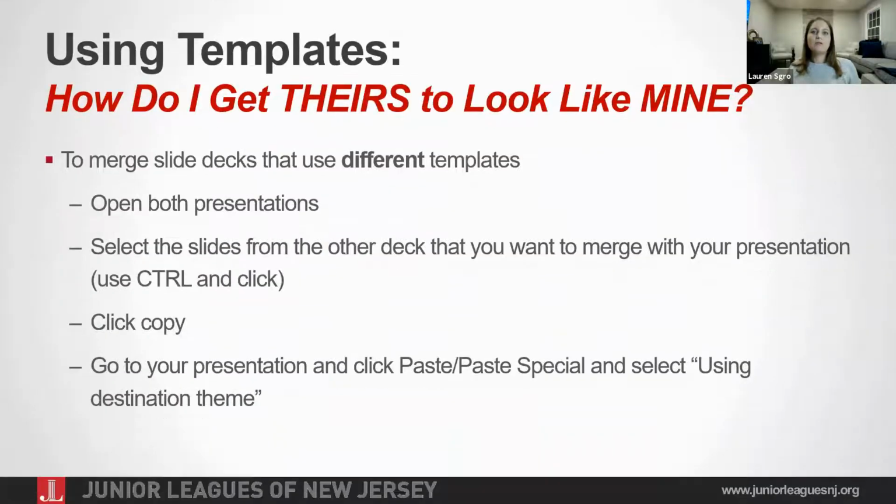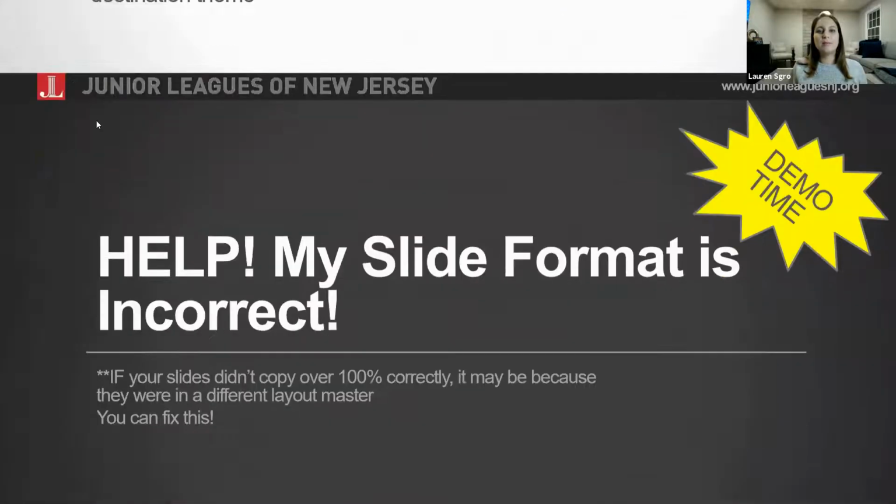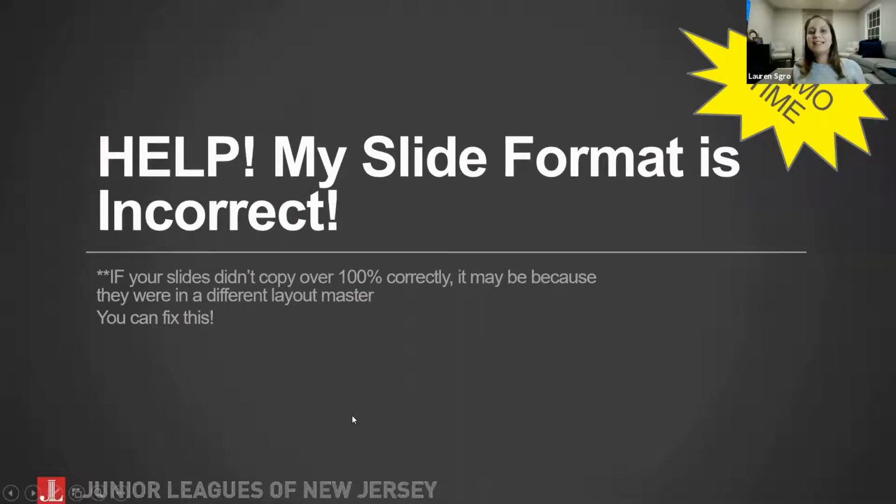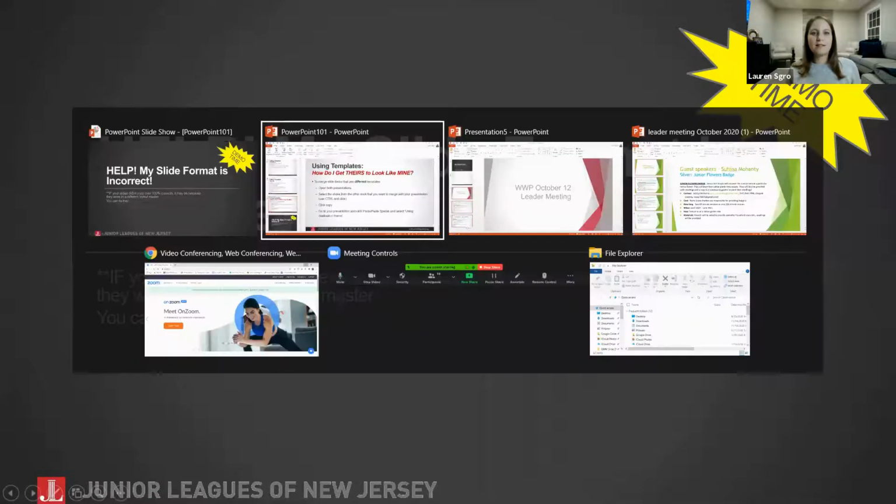Okay, so now what do you do when you have two different slide decks, two different templates? They look completely different. Like I said before, you're going to open up the presentations. You're going to select the slide from the other deck, merge it with the one, like the AJLI template or the one that you're working with, click Copy, and use Destination Theme. Uh-oh, it didn't quite go over as expected.